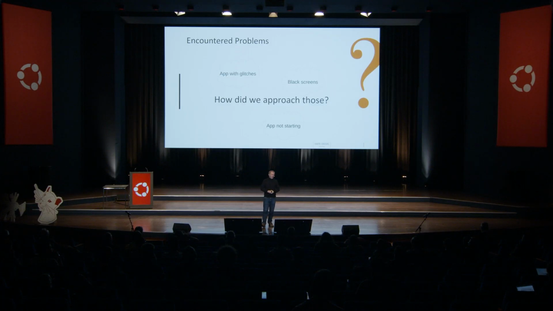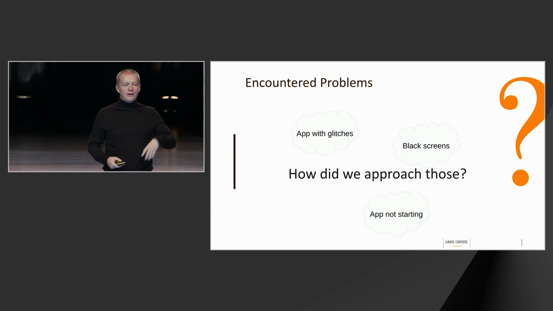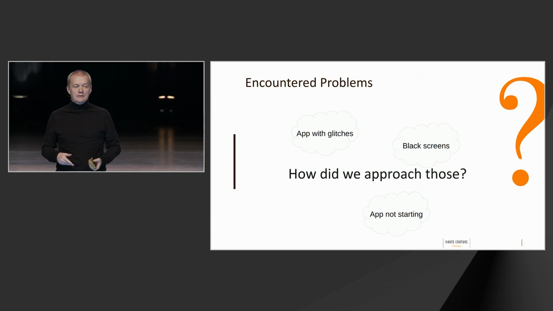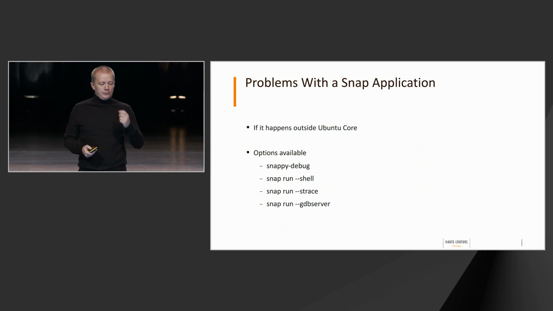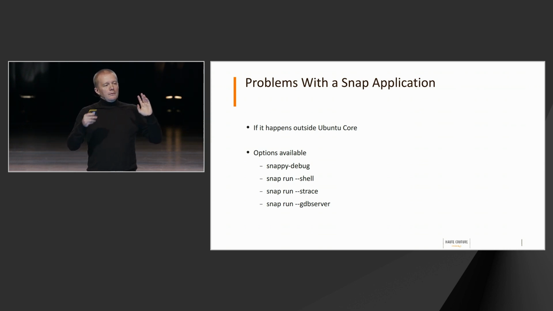Now, for the challenges, as I mentioned, we encountered some problems. Along the way, we had apps with glitches, and then we had various black screens for different reasons, right? Or the apps not starting. And so the question is, how do we tackle those, right? There are basically two cases, in my opinion. You have a problem with your Snap application. You check it also outside of Ubuntu Core, okay? If you have the problem as well, that's a strong indication that the problem is with the application.